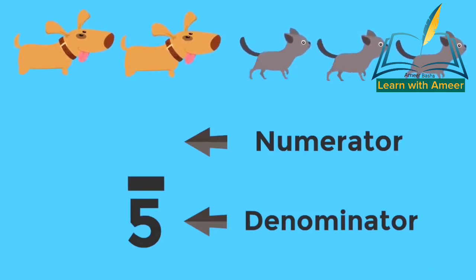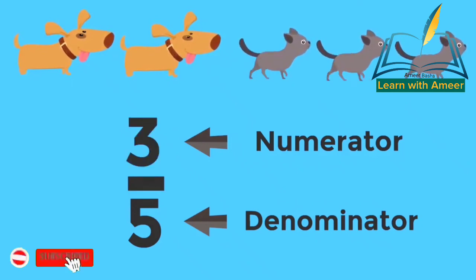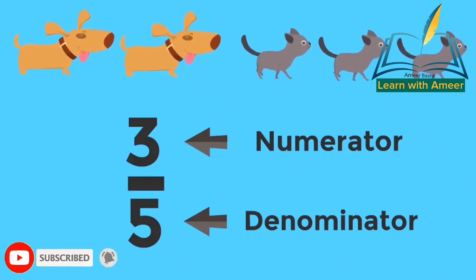Now in numerator what do we want children? Fraction of cats. Now in numerator what should we write? How many cats are there? Count. 3 cats are there. Correct. So how do we represent that fraction children? 3 by 5.